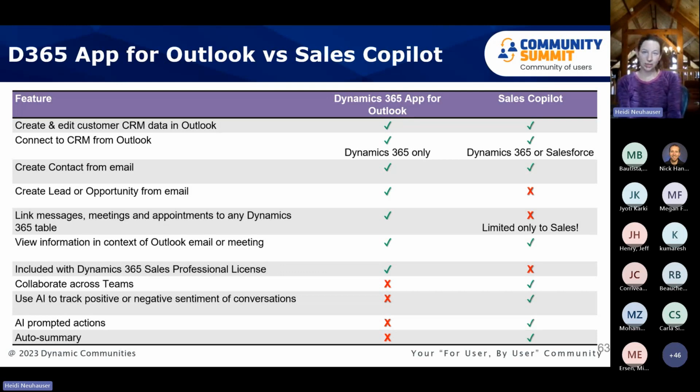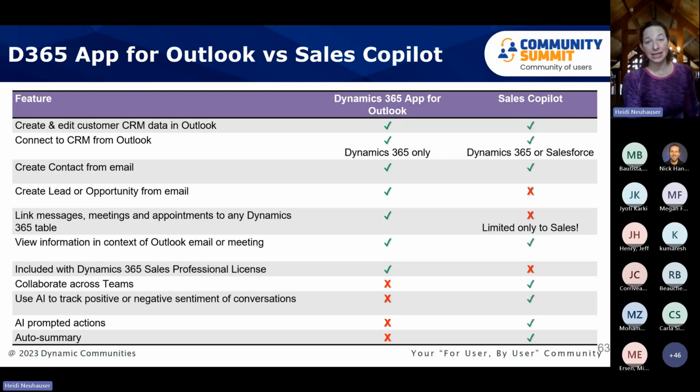So you would still use Dynamics app for Outlook, which is what I still use it for. Link messages, meetings, and appointments to any Dynamics table. Nope. You can only do that in sales tables in the Copilot. So another reason you would use the app for Outlook.